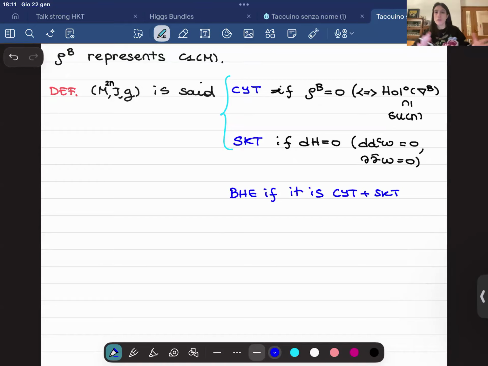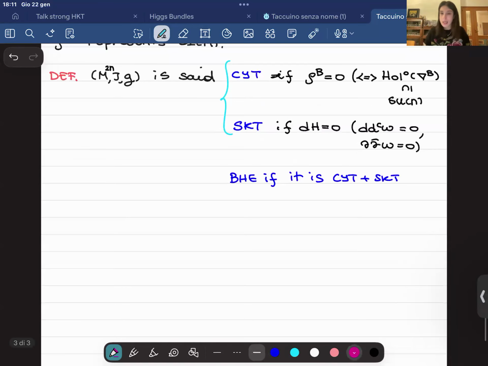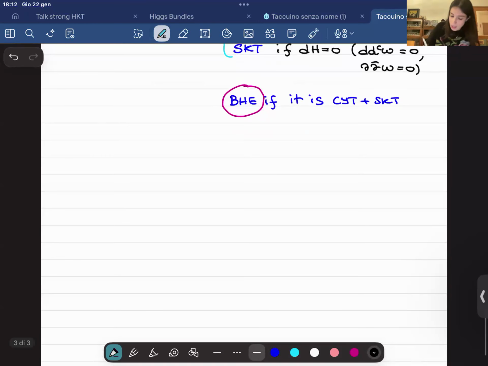Okay. Now we move from the Hermitian to the hyperHermitian framework. And we're going to see that in the strong HKT case, actually, these Bismut Hermitian Einstein structures pop up. So let us now fix a hyperHermitian manifold.